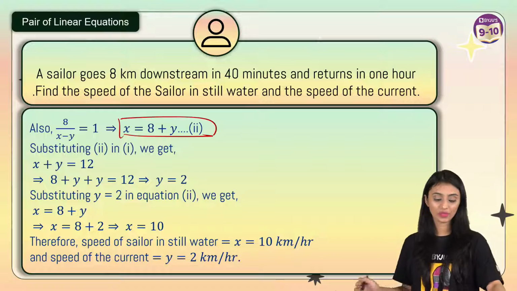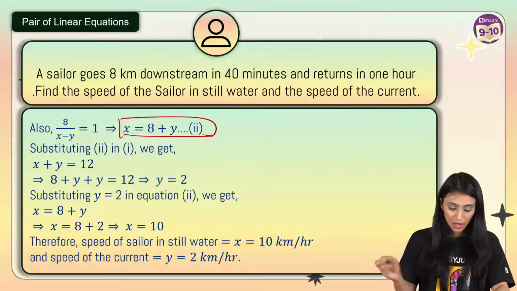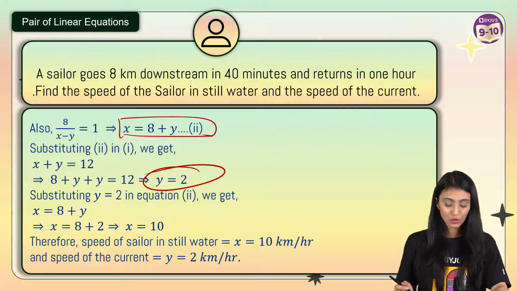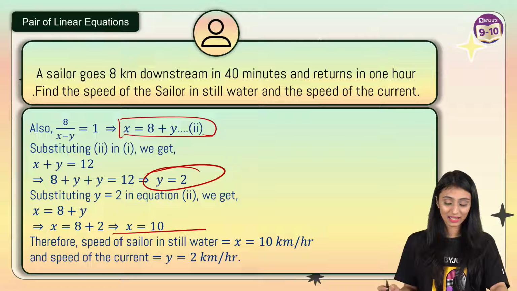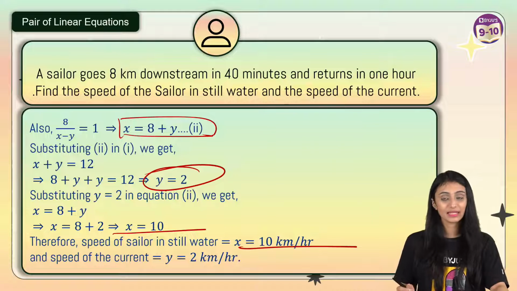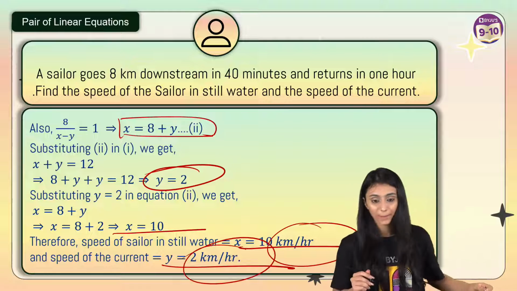Now you can use any of the methods. We are using substitution here. You can use the elimination method also. So you get the value of y, that's 2. Now you can put the value of y in any of the equations. You can get the value of x, that's 10. So we have the speed of sailor in still water as well as in current. Do not forget to write the units. That's very important.